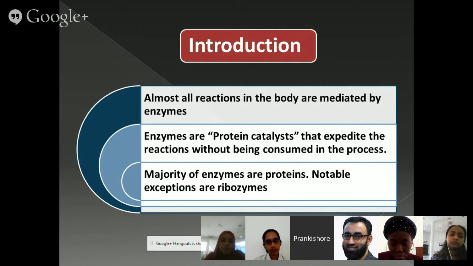These are called protein catalysts. They expedite the reactions without being consumed in the process. And the majority of these enzymes are proteins. Notable exceptions are there. These are RNA molecules and are called ribozymes.